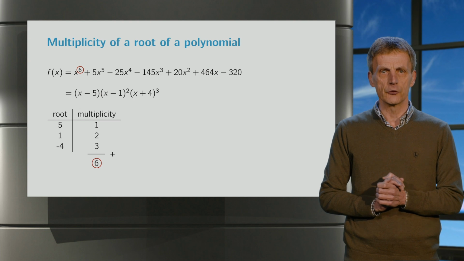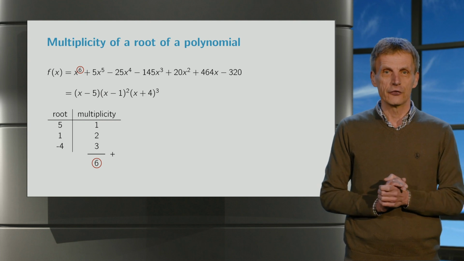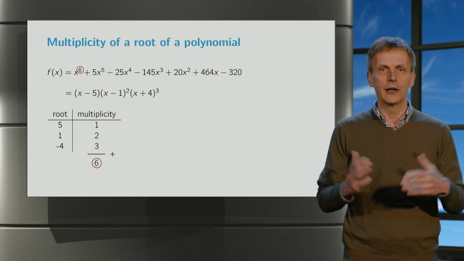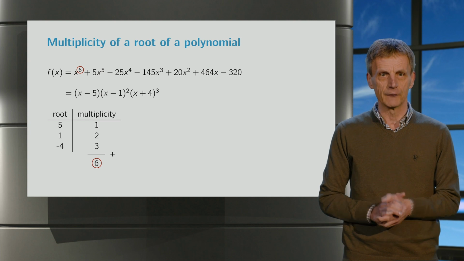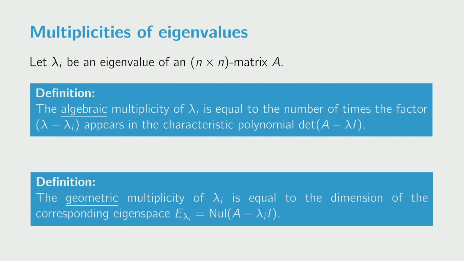There are two types of multiplicity of an eigenvalue which play a role in linear algebra. The first is the one I just discussed by means of an example, and the second is essentially different. Here are the definitions. Let lambda i be an eigenvalue of an n by n matrix A. Then the algebraic multiplicity of lambda i is equal to the number of times the factor lambda minus lambda i appears in the characteristic polynomial of A. Secondly, the geometric multiplicity of lambda i is equal to the dimension of the eigenspace E lambda i.